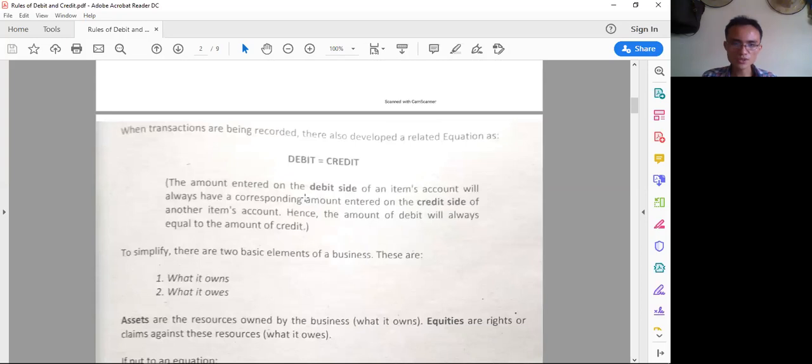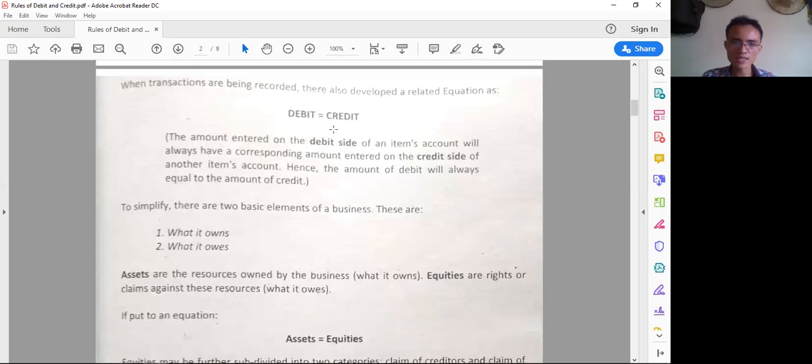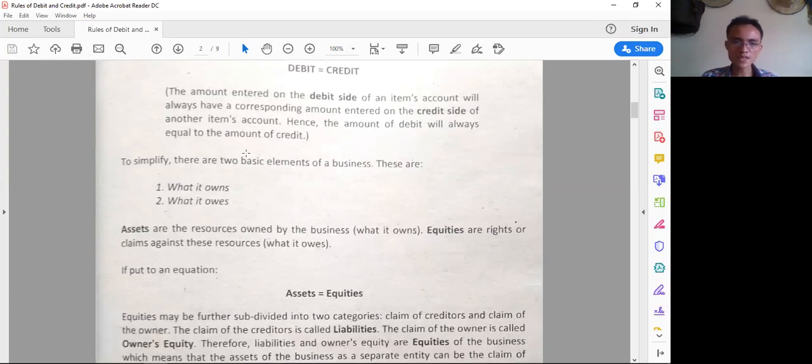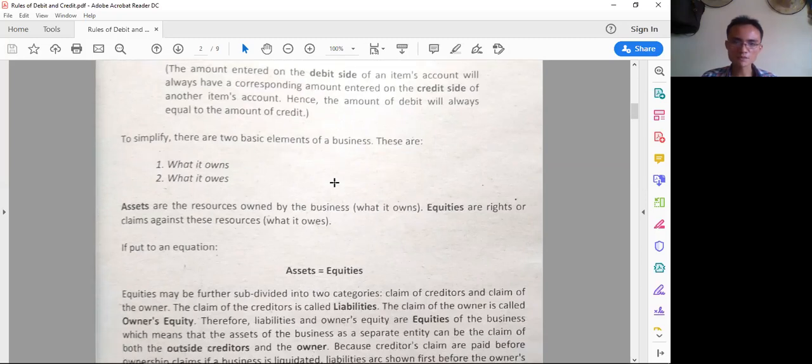Here, debit equals credit. Whatever amount we place on the debit side will always have a corresponding amount on the credit side. That's why the two sides are equal as we put values to them. To simplify, there are two basic elements of a business: what is on the left and what is on the right, what the business owns and what the business owes.